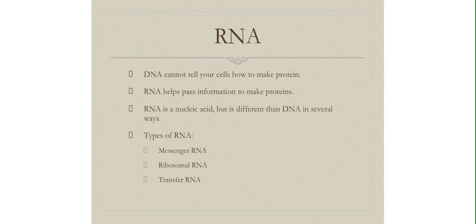So what the heck does RNA do? Well, because DNA lives in the nucleus and proteins are found outside of the nucleus, we need a runner. So we have what's known as RNA. And there are different types of RNA. So basically, RNA helps pass information to make proteins. It is also a nucleic acid, just like DNA, but it's different in many ways. I'm going to be giving you those ways in class, so don't worry about it now.